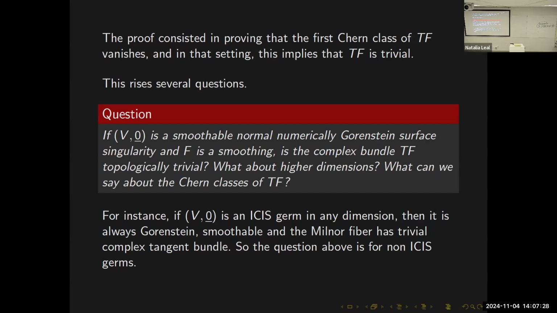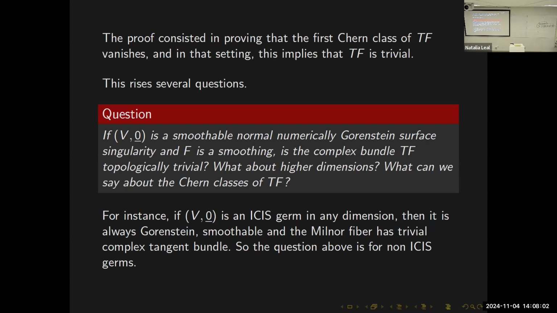If you remove the condition of being numerically Gorenstein, in some way it is equivalent to saying that this tangent bundle restricted to the boundary is trivial. So if you know that it is trivial restricted to the boundary, is it all of it trivial? If you remove the condition that this is trivial on the boundary, then it will not be trivial. Okay, so it is necessary.